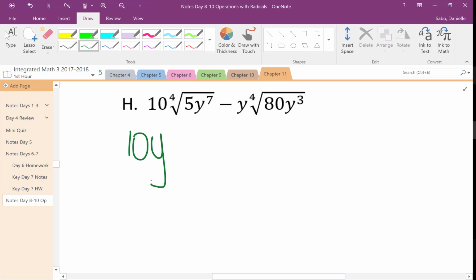That means I have a total of 4 y's. How many do I have left inside? 3. Very good. So 5y cubed. Do you have questions on that part? Because some people get confused on what I mean by how many is left over. Okay. Now we can break down this 80.